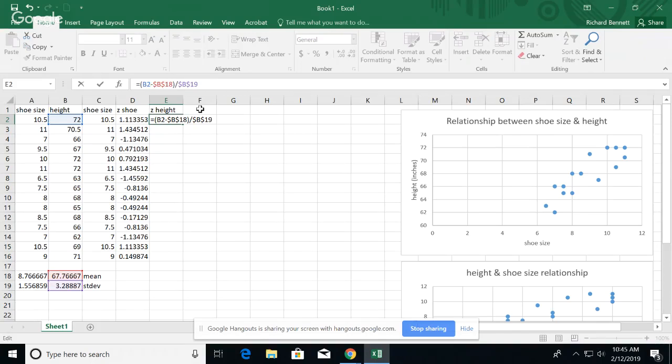By the way, if you don't put parentheses, it will still give you an answer, but it will be the wrong answer. Okay? All right, so now we'll copy that down.